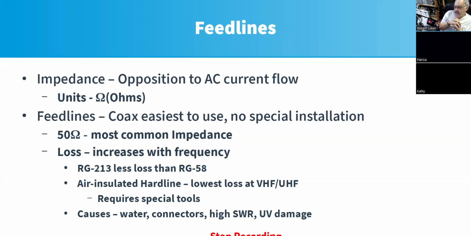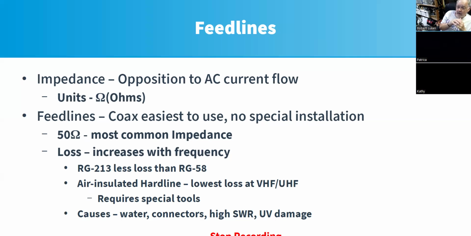RG58 is a quarter-inch 50 ohm coax. So the half-inch will have much less loss than the quarter-inch. And they're measured in loss per 100 feet in decibels.